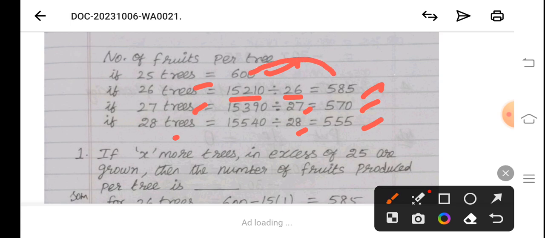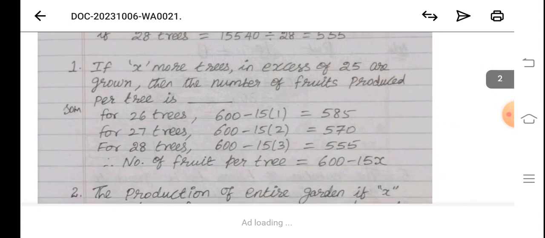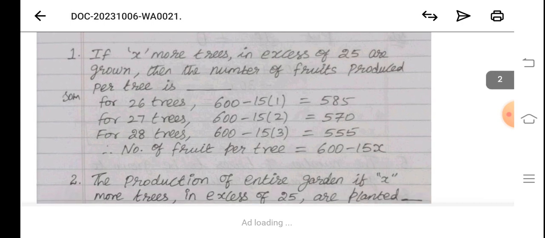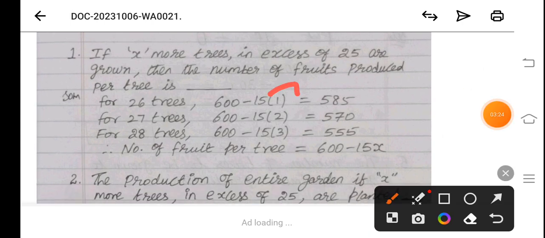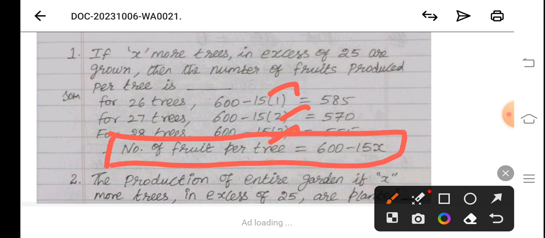Can you find the order? 600, you subtracted 15 to get 585. 585, you subtracted 15 to get 570. 570, you subtracted 15 to get 555. So this sequence is what we are using. If x more trees in excess of 25 are grown, number of fruits produced per tree: as I said, 600 minus 15 once, 600 minus 15 twice, 600 minus 15 thrice. So the number of fruits per tree in general is 600 minus 15x.